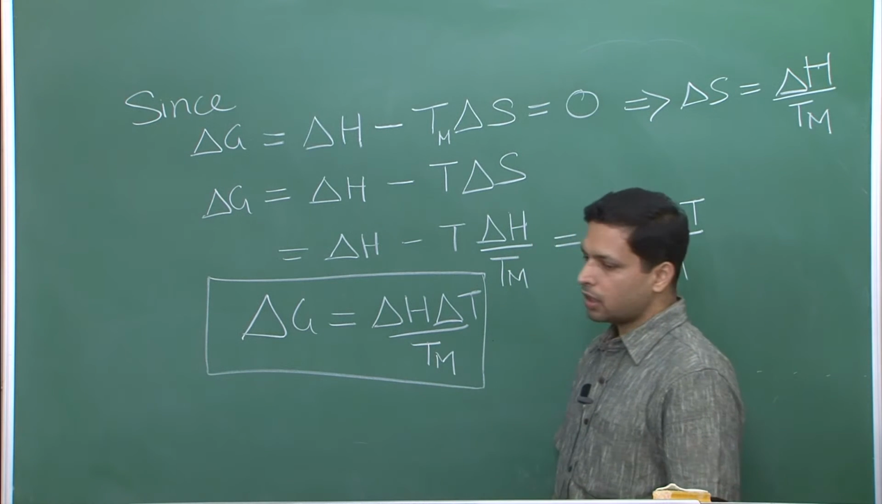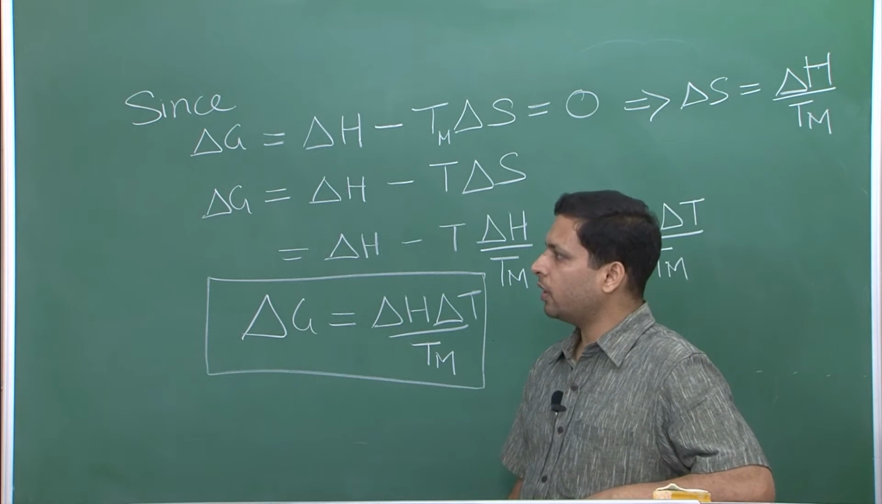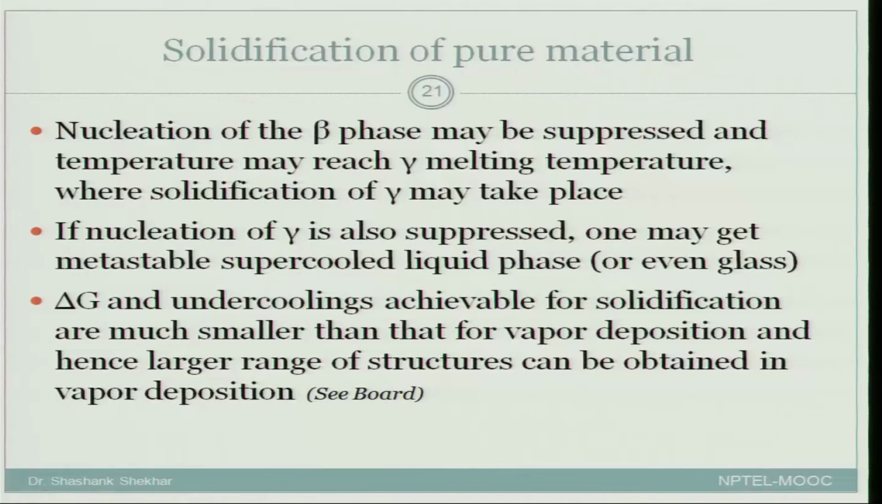So just let me rephrase what we have already discussed. Nucleation of beta phase may be suppressed and temperature may reach the gamma melting temperature, where solidification of gamma may take place. If nucleation of gamma is also suppressed, one may get a metastable supercooled liquid phase or even a glass or amorphous phase. Now, delta G and undercoolings achievable for solidification.